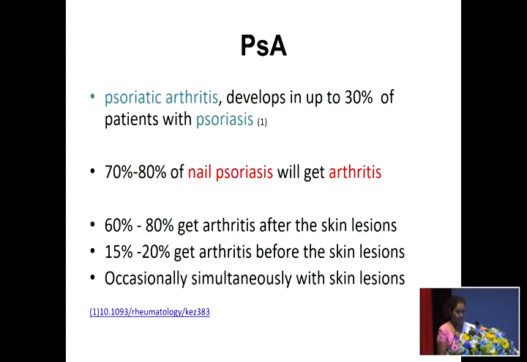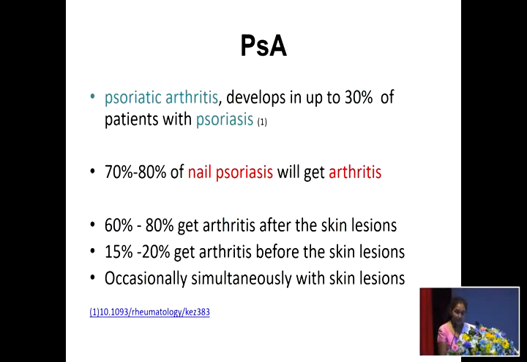As Dr. Akaravita said in local data, this is the Western world data, 30% of patients with psoriasis get psoriatic arthritis. People who have nail involvement are more likely to get arthritis. So if you get a patient with nail involvement, even though they don't come with a complaint of joint pain, it's better to monitor them for arthritis.